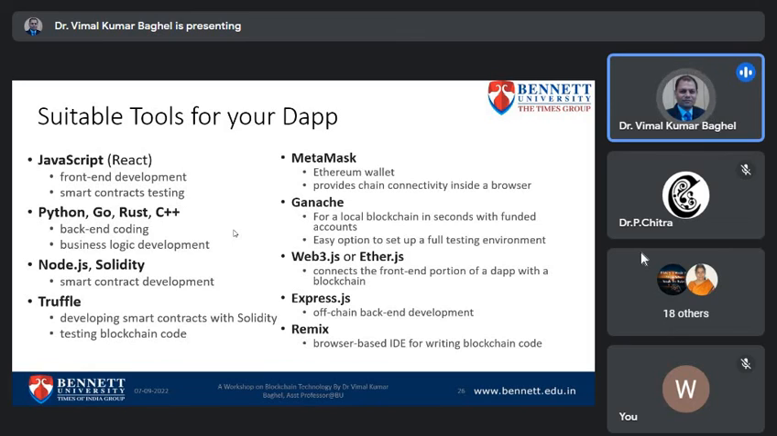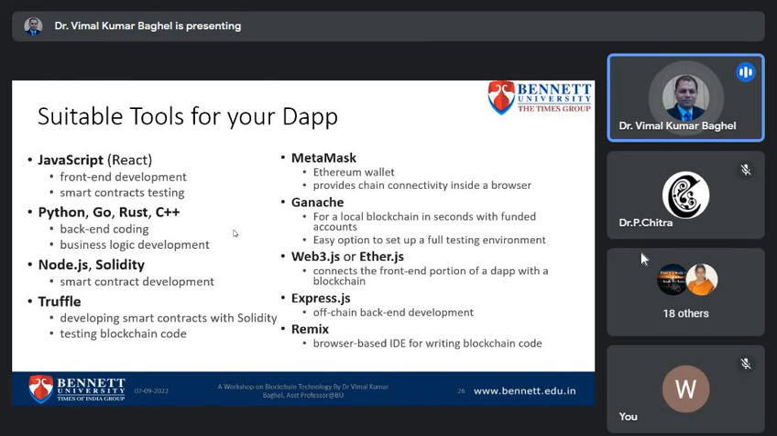Go, Rust, C++. And then Truffle is a framework that will be used for developing the smart contracts with Solidity and then testing the blockchain code. So Truffle is basically a framework that will provide you everything like an IDE, your connectivity with databases like IPFS and some older MongoDB kind of databases. And then we have some of the wallets, for example, MetaMask. I hope many of you have already heard about these wallets, that is MetaMask, Ethereum wallets, Exodus wallet.